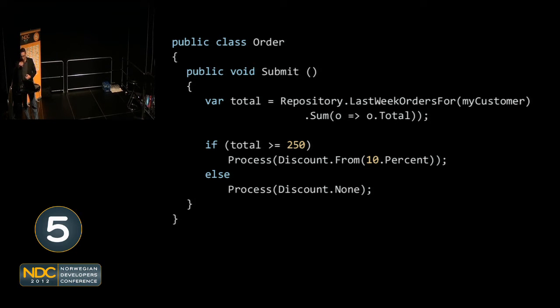Now this order object is implementing what I wouldn't call complicated business logic, but we got a new business requirement that says as a part of processing a new order, we want to decide under which conditions a customer is going to be getting a discount. If the customer submitting this order did more than $250 in the past week, euros, pounds, Norwegian kroner, Swedish kroner, Danish kroner, whatever your currency of choice is, then they get a discount. And if not, they don't.